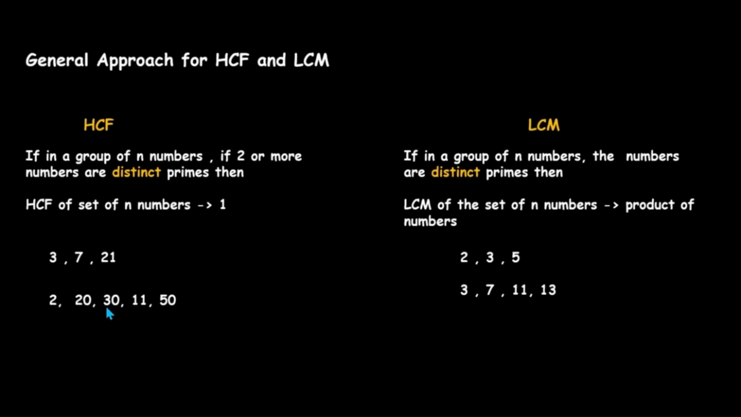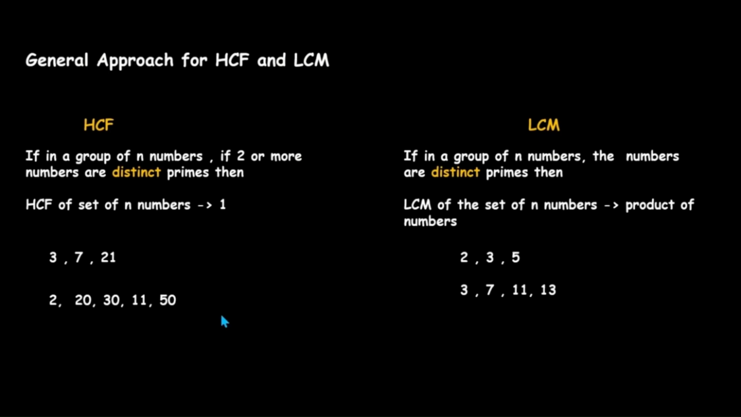Another example: 2, 20, 30, 11 and 50. As you can see, 2 and 11 are distinct primes or different primes. In this case also, the HCF of the entire set of numbers is 1. As you can see, 2 can divide 20, 30 as well as 50, but 2 cannot divide 11. So 2 and 11 are prime numbers, and the only common factor between any two prime numbers is 1. So the HCF of the entire set of numbers would be 1.